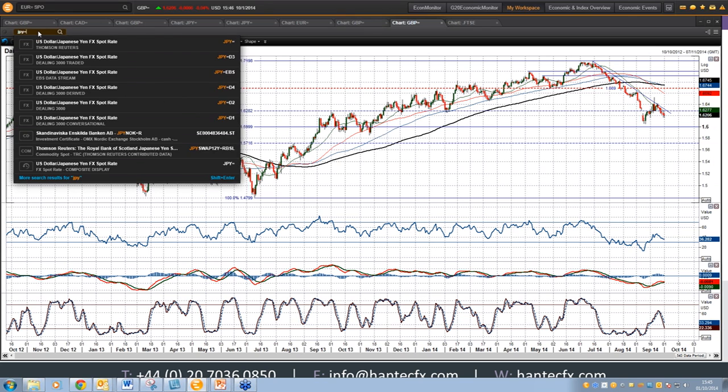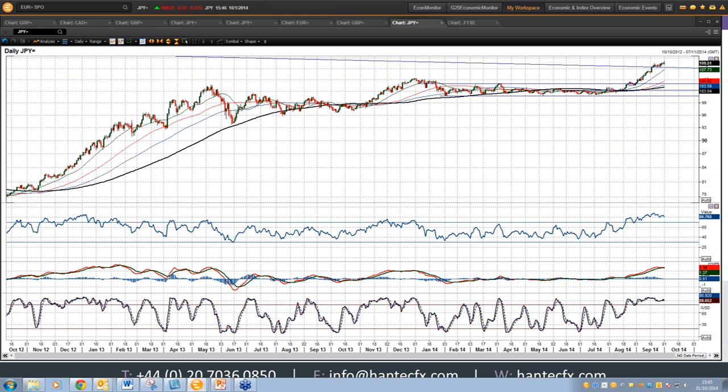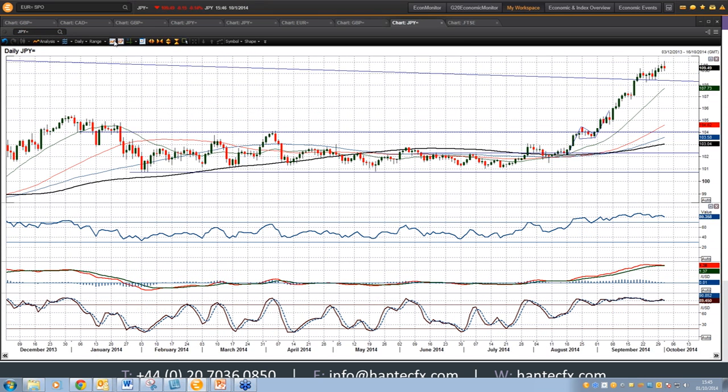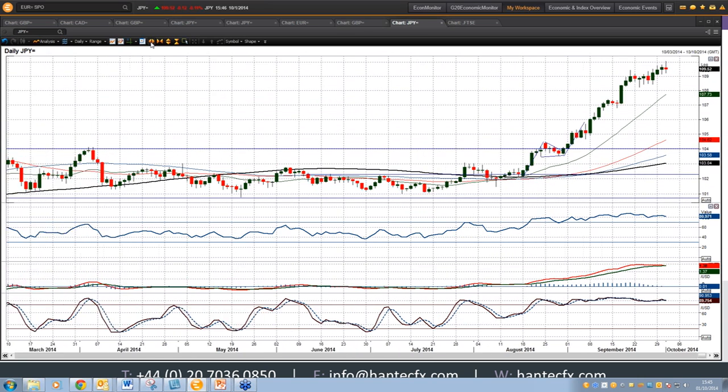Japanese yen, again, enormous dollar strength. It's just ridiculous in the last few weeks. The strength of this dollar has been unbelievable. Now, you've had, get rid of that, that's old. I don't even know what that is. Okay, you've had this dollar yen moving higher.